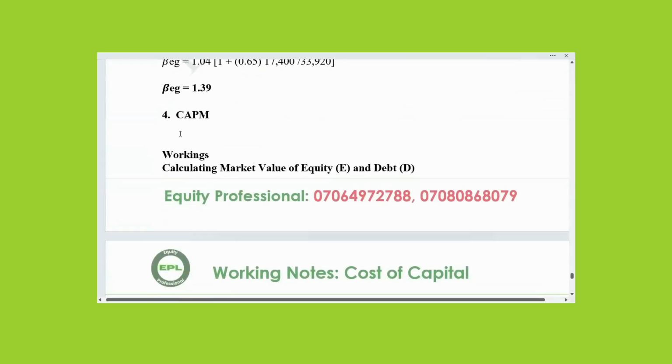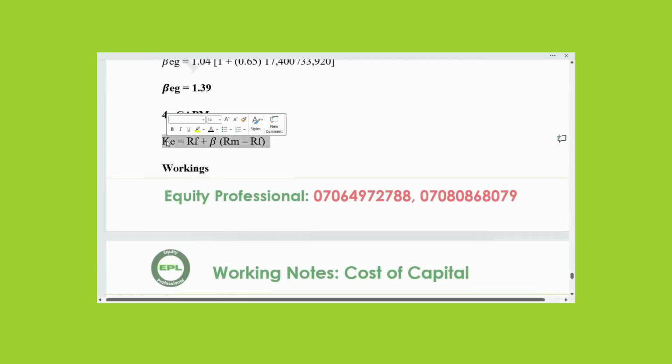So KE, cost of equity, is calculated as risk-free rate of return plus the beta value of the main company.